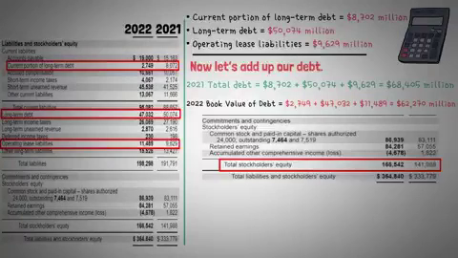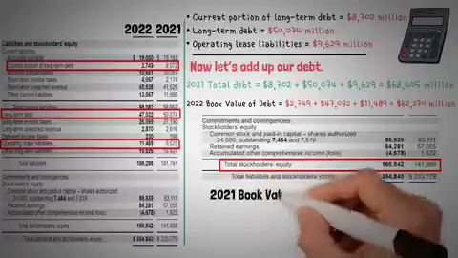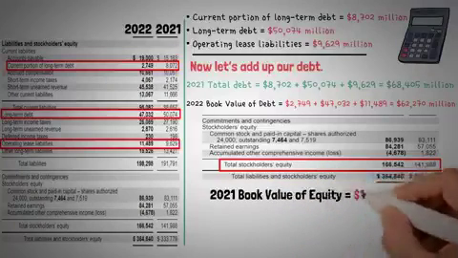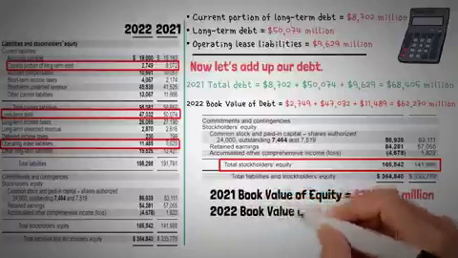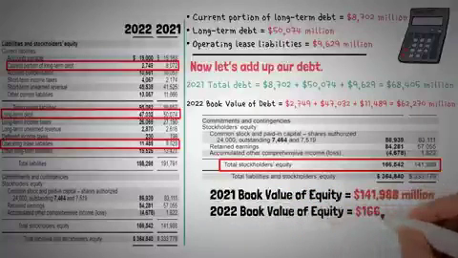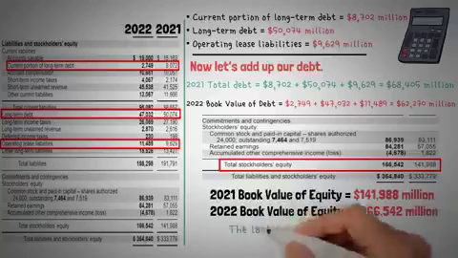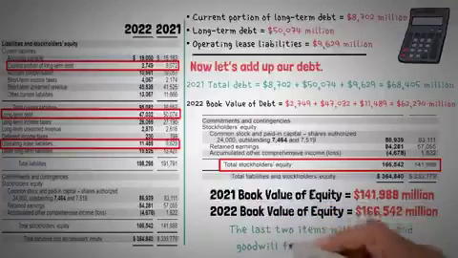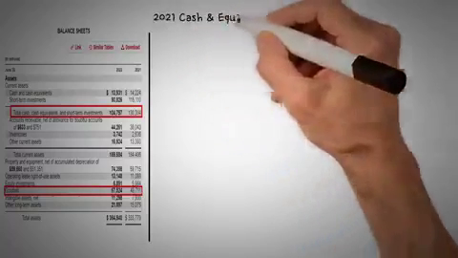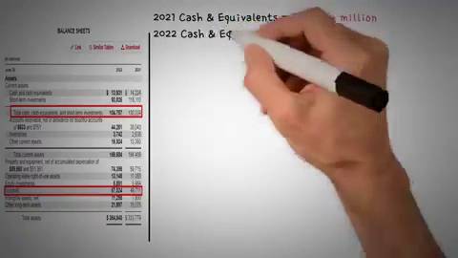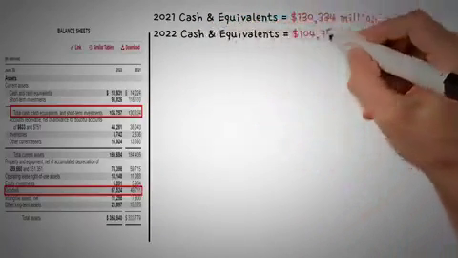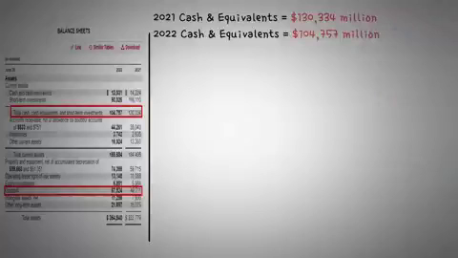The next item we need is the book value of the equity, which will be the total shareholders' equity listed on the balance sheet under the shareholders' equity section. 2021 book value of equity equals $141,988,000. 2022 book value of equity equals $166,542,000. The last 2 items will be cash and goodwill from the balance sheet. 2021 cash and equivalents equals $130,334,000. 2022 cash and equivalents equals $104,757,000.